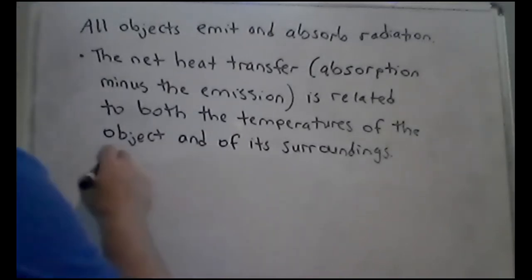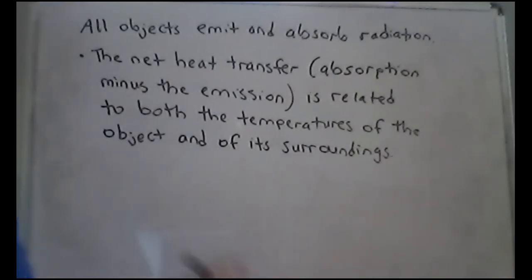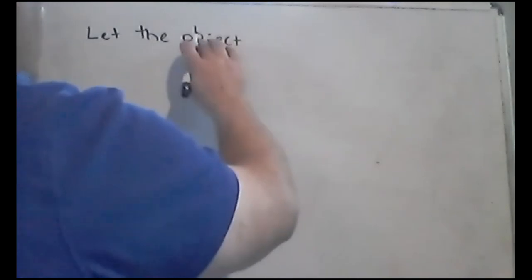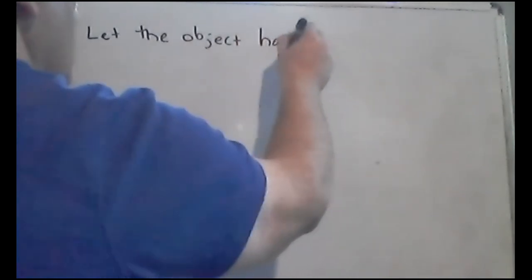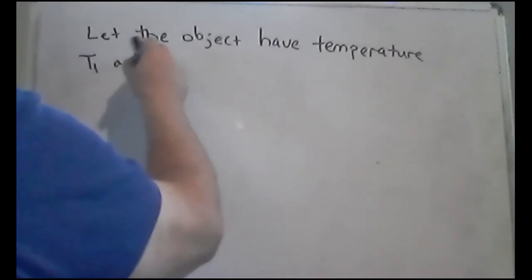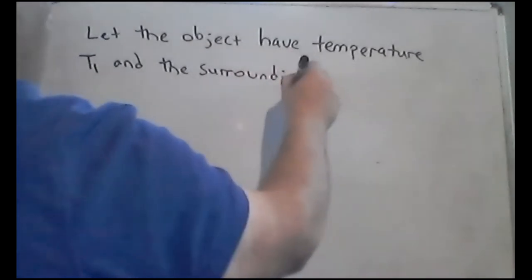If you imagine, let's say for instance, that the object has a temperature T1. So let me erase this for a moment. Let's say the object has a temperature T1, the surroundings have a temperature T2. So let's let the object have temperature T1, and the surroundings T2.